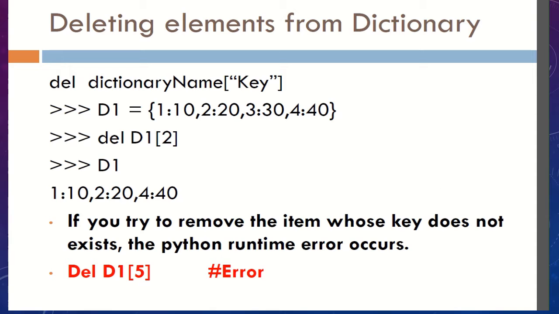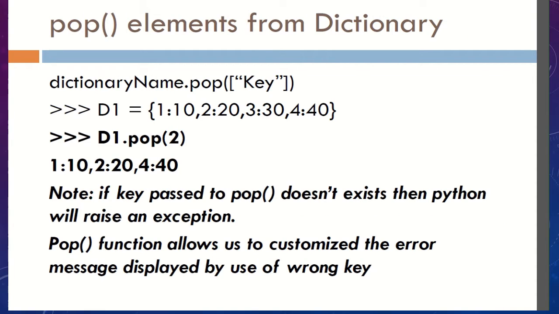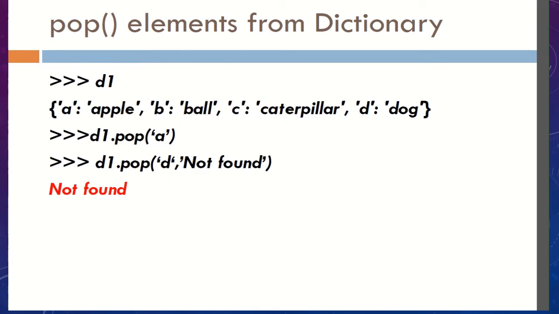Next is popping an element from a dictionary. Pop is also used to delete, but if the key passed to pop doesn't exist, then Python will raise an exception. The pop function allows us to customize the error message displayed for a wrong key. Like pop 2, 2 of 20. Pop 2 means 3 of 30 is being deleted. 0, 1, 2, so the third element is being deleted. Okay, next.